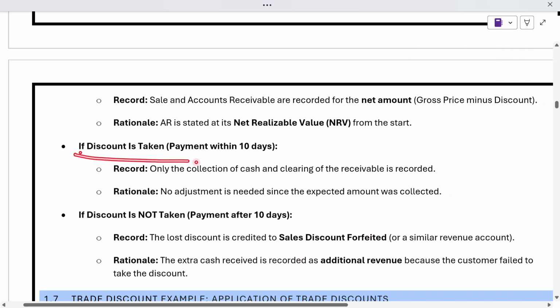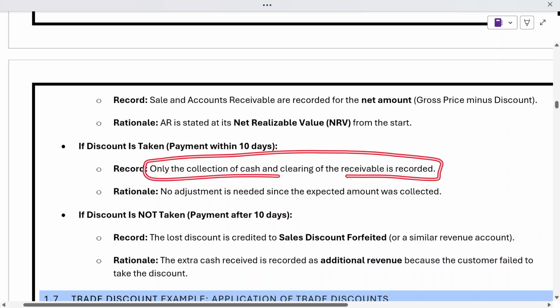Now what happens, the customer comes and takes the discount. So we thought we will be receiving $980 and the customer comes and pays $980. So it's a clear-cut receivable case where 980 is received. Rationale is simple, no adjustment is needed because what we expected, we collected.